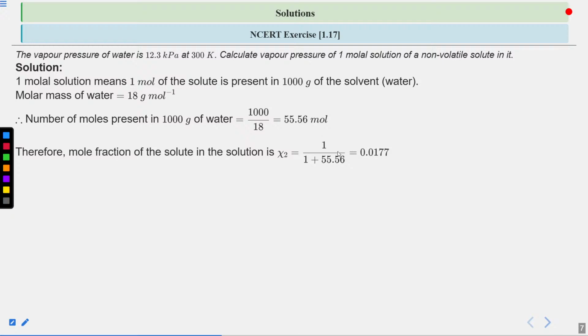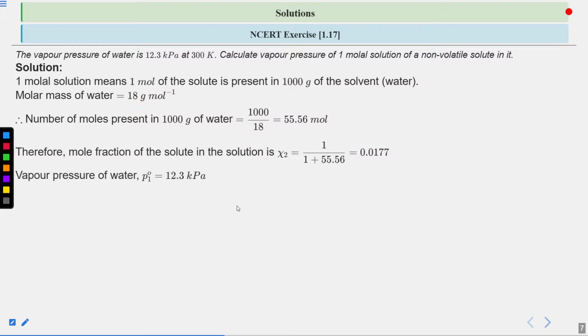Then coming to the mole fraction, if we don't neglect the solute, then we can also do it, and here we are considering it. So if it is a 1 molal solution, it means 1 mole is dissolved in 1000 gram of water. So the number of moles of the solute is 1, and the number of moles of solvent, which is water, is calculated here, it is 55.56. If you put all these values, you will get 0.017 as the mole fraction for the solute.